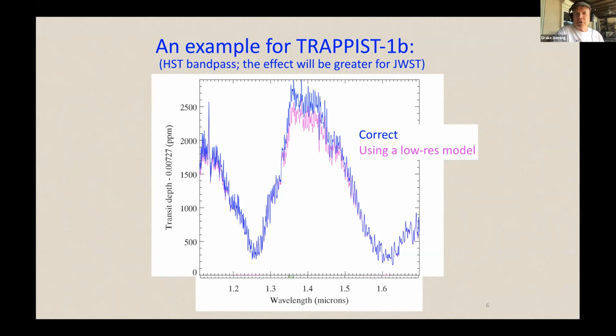The spectrum in magenta is the calculated effect using a low resolution stellar model. It's about a 12% absorption. Now this is at the water band at 1.4 microns, and JWST will be observing stronger bands at longer wavelengths, where this will be a greater effect. It will also be relatively greater if the planet's atmosphere has a higher molecular weight or if it's cloudy. So this is an effect that really has to be accounted for when we model JWST transit spectroscopy.